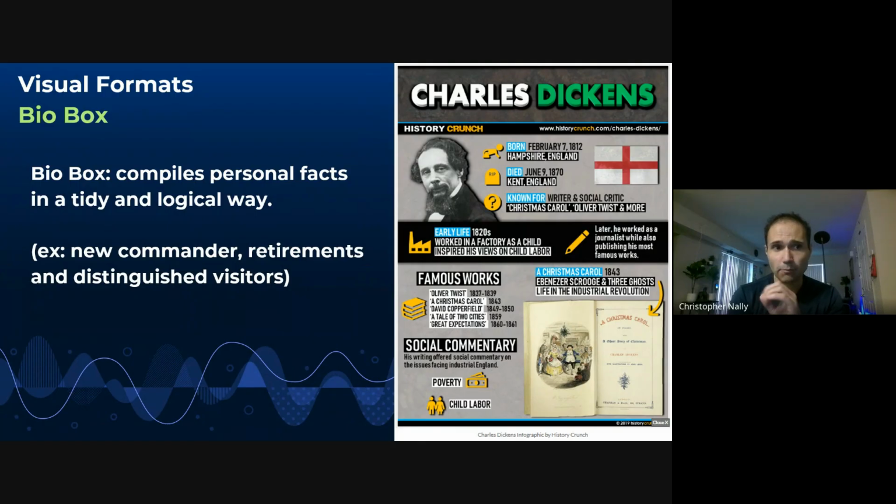So very good. Bio boxes are great for like distinguished visitors, change of commands. Maybe you have a post commander coming in, and you can give almost like a biography, but in a visual format, which is pretty cool.